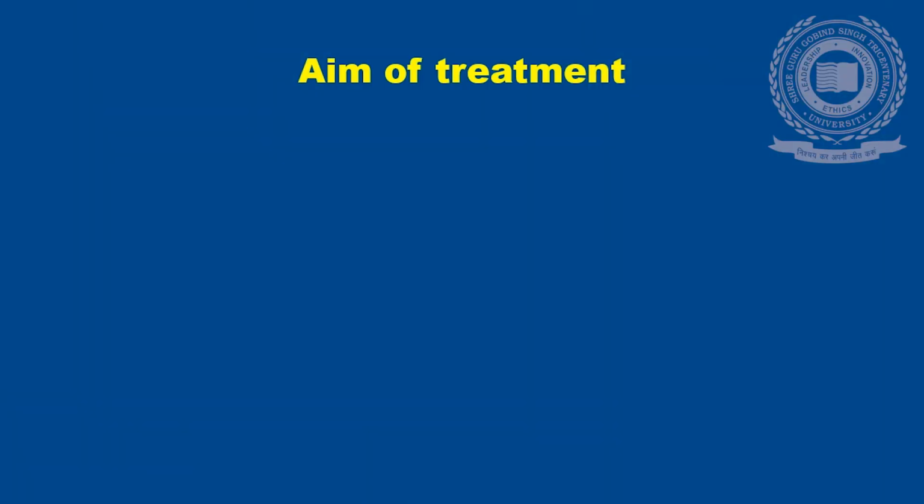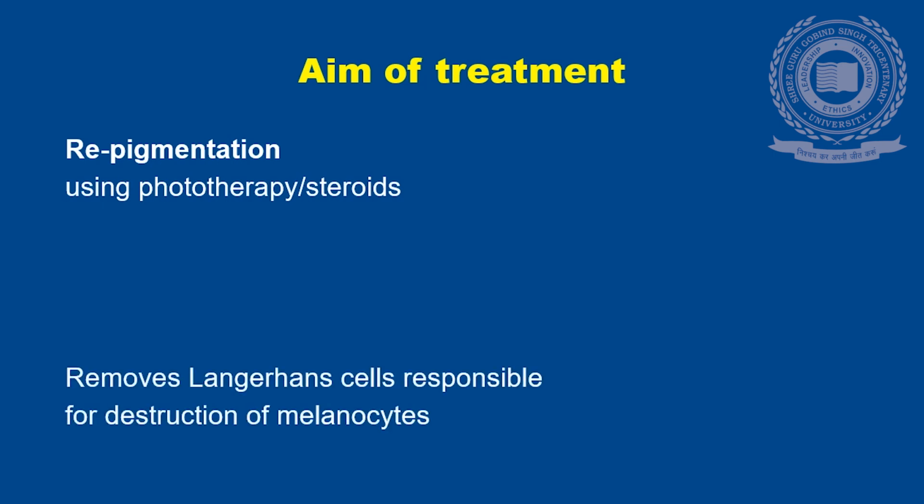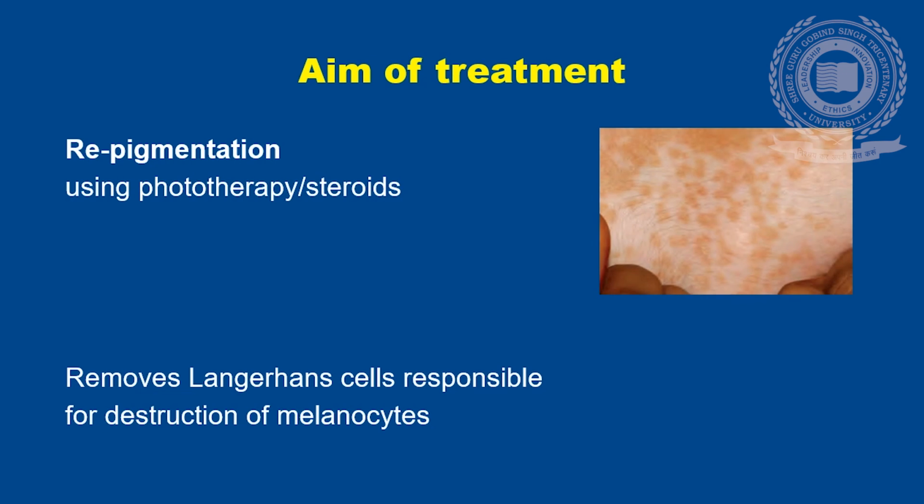Now, coming to the treatment. The aim of treatment is to induce repigmentation, which can be done using phototherapy or use of steroids. These therapies also remove the Langerhans cells which are responsible for destruction of melanocytes. As we can see in this picture, within the depigmented macule of vitiligo, there are certain areas of repigmentation happening in the center.